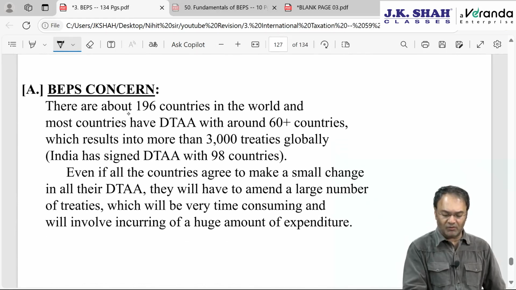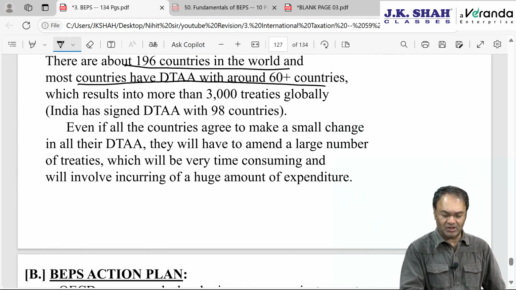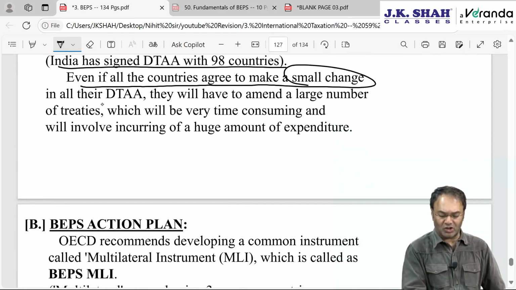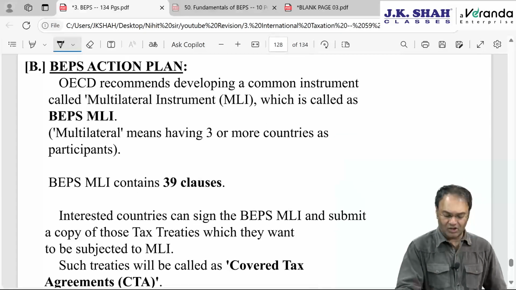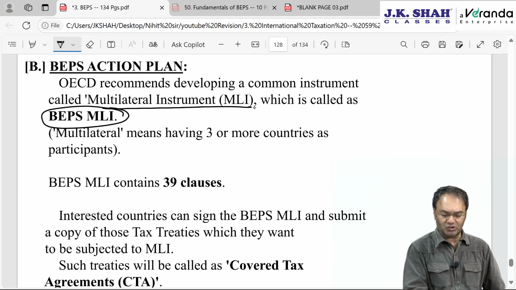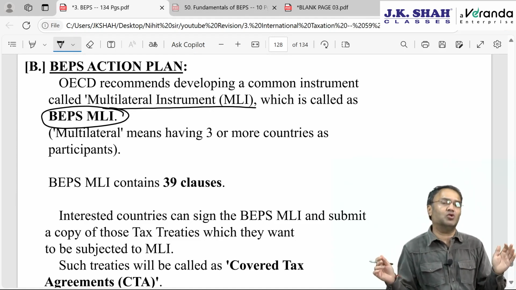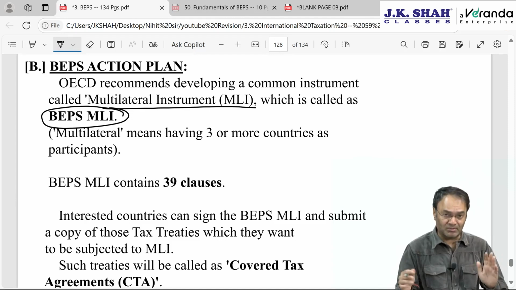Okay, so there are about 196 countries in the world. Most countries have DTAAs with 60 plus countries, resulting in 3000 plus treaties globally. India has signed DTAAs with 98 countries. Even if all countries agree to make a small change in all their DTAAs, it will result in a large number of treaties to be amended, which will be very time consuming and will involve huge expenditure. So OECD developed this multilateral instrument. Why do we call it multilateral? Because it has signatures, or you can say participation, of 100 plus countries, multiple countries.